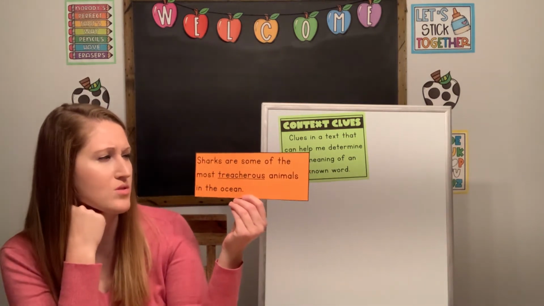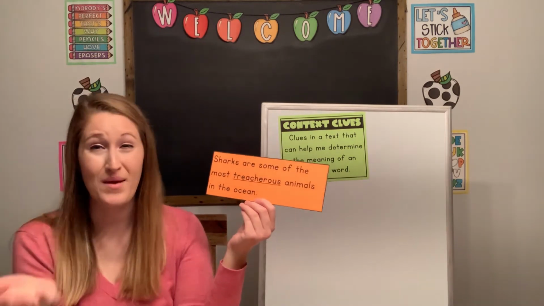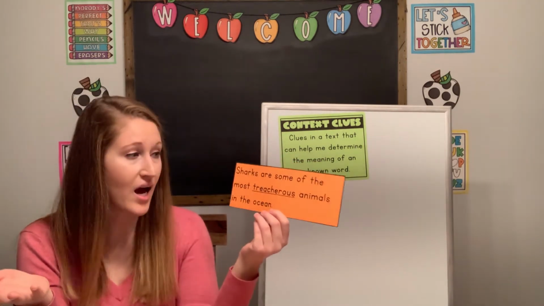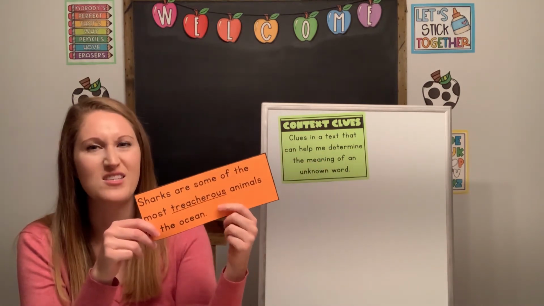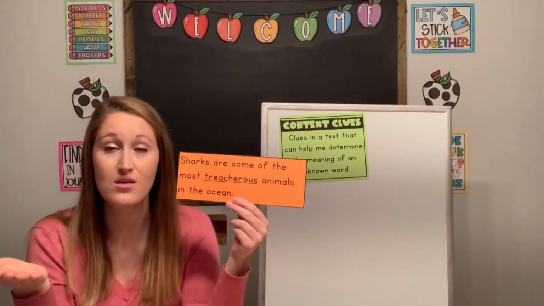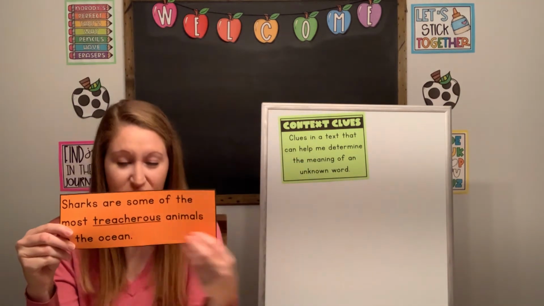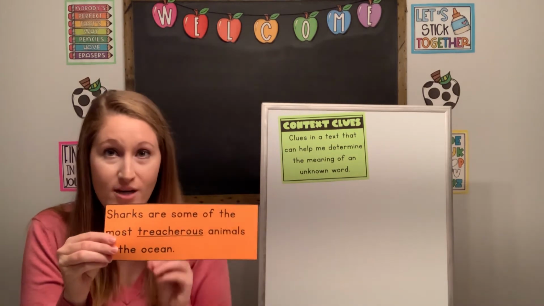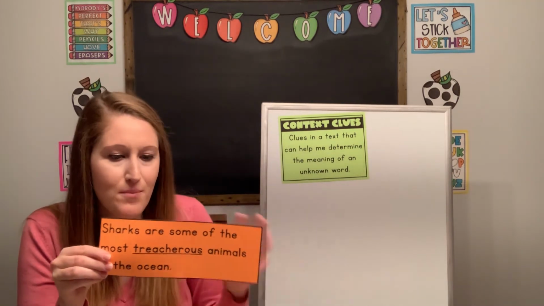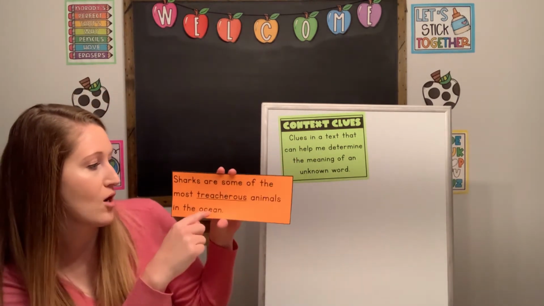Sharks are some of the most dangerous animals in the ocean. Does that make sense? Yeah, I think it does. Now, this is one of those that we might always have to double check in the glossary since there weren't a lot of context clues. But remember, I took one sentence out. If there were more sentences that followed, they might help me and give me more context clues. Because maybe it could go on to say, sharks are some of the most treacherous animals in the ocean.